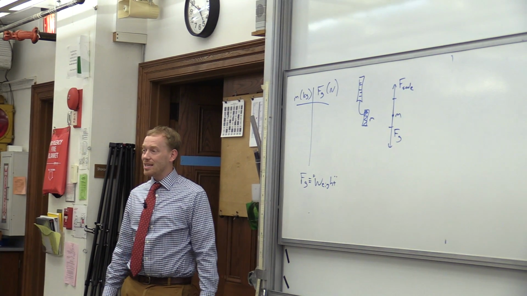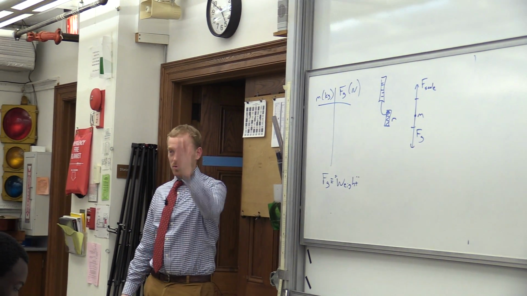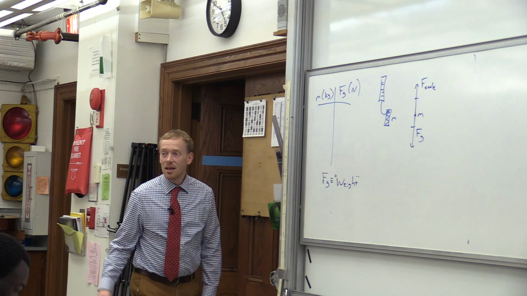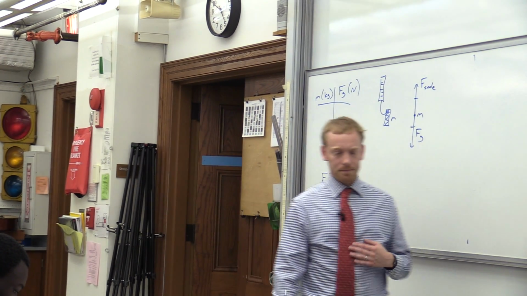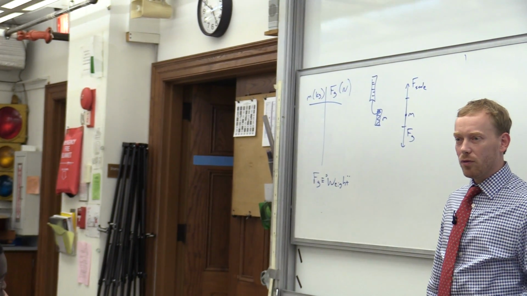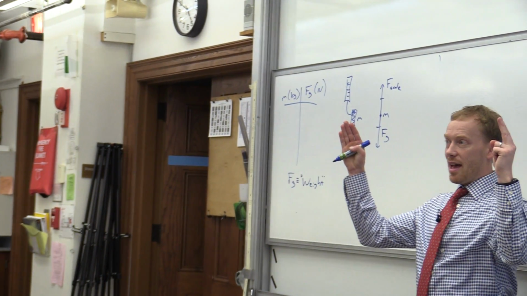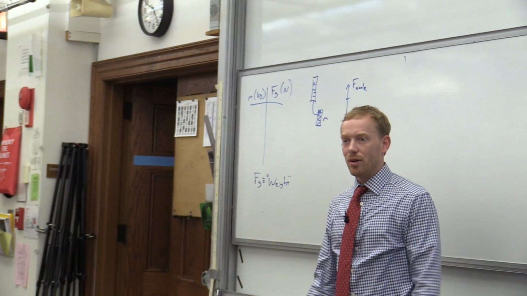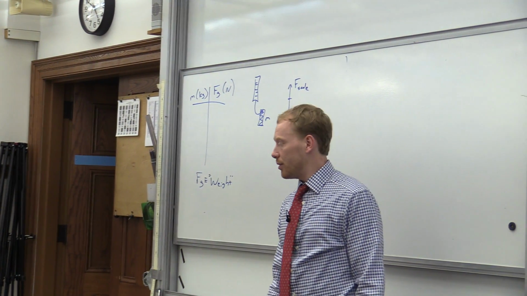So the unit of weight is newtons. You could measure it in pounds. It turns out that 1 pound is about 4.4 newtons, just in the way that 1 meter is about 3.2 feet. They really are the same thing.